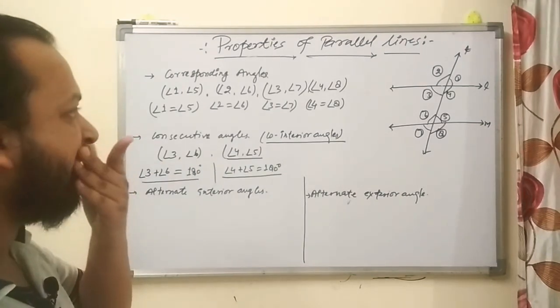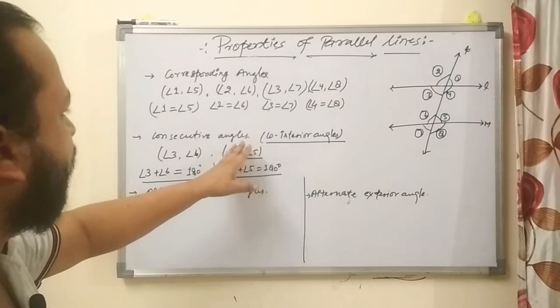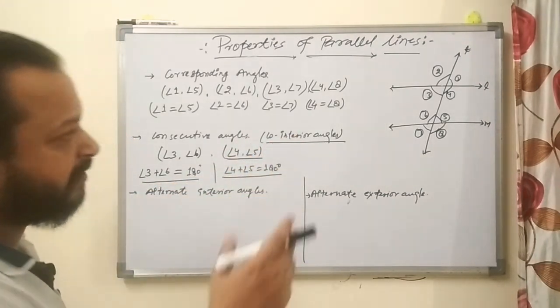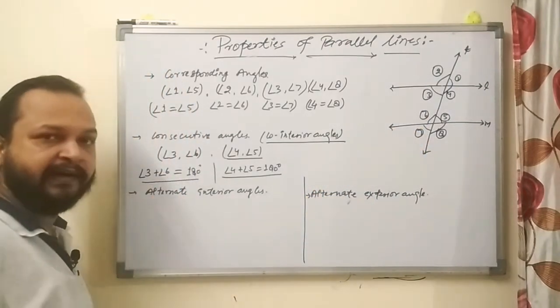Corresponding angles are equal, and for consecutive angles or co-interior angles, the sum of the consecutive angles is equal to 180 degrees, right?